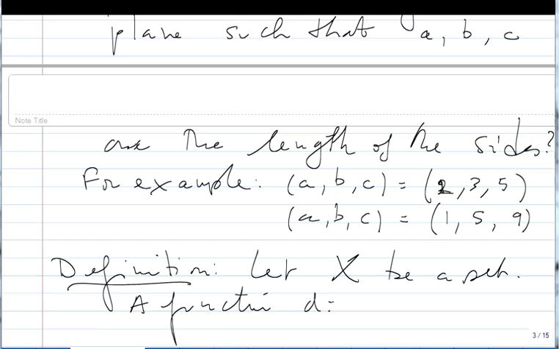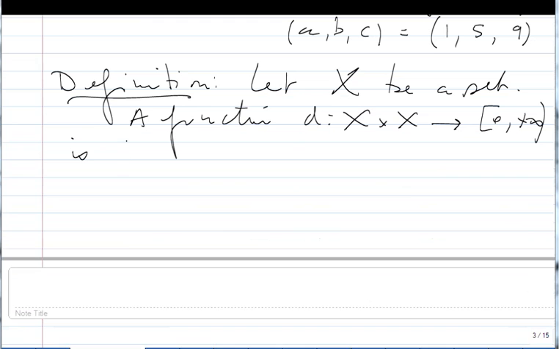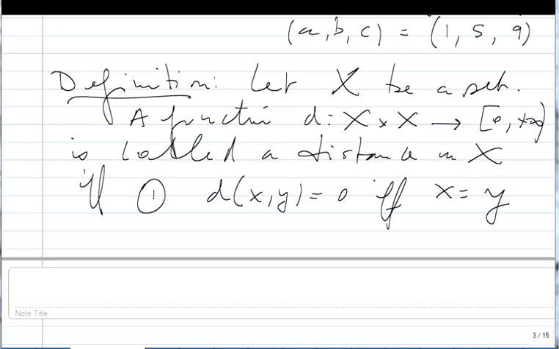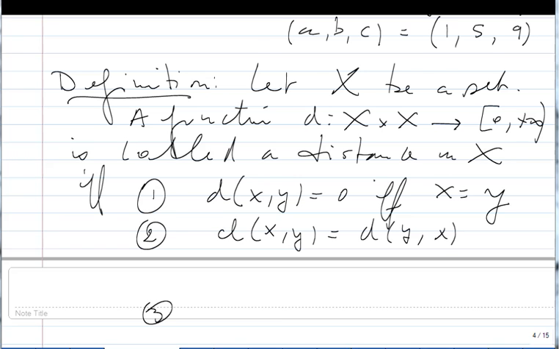Number one, the distance of x and y equals 0 if and only if x is equal to y, where x and y are points in the capital X. Number two, we have symmetry: the distance from x to y equals the distance from y to x. And finally, the distance from x to y is less than or equal to the distance from x to z plus the distance from z to y. That is the triangle inequality. And if we take the pair (X, d), it is called a metric space.